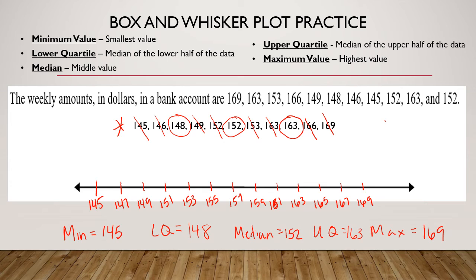So I got that. Now is where I need to put all my dots for my 5-number summary. And remember, we're putting those above the number line, not on the number line. So I need a dot at 145. Need a dot at 148, which is about there. Need a dot at 152. Need a dot at 163. And I need a dot at 169.